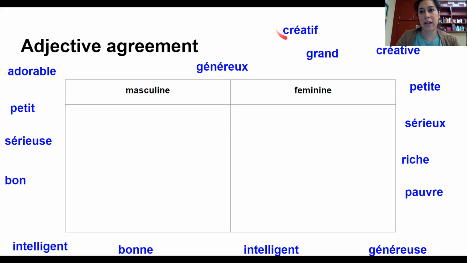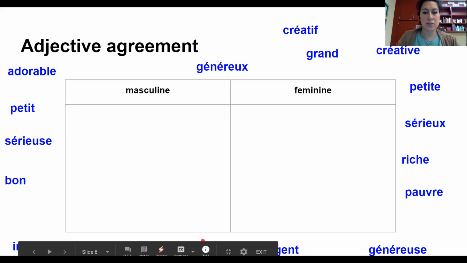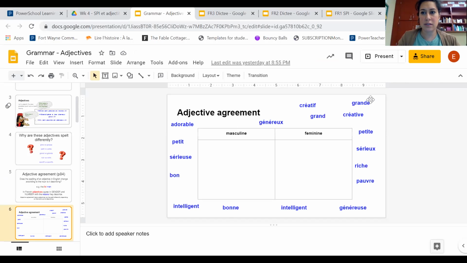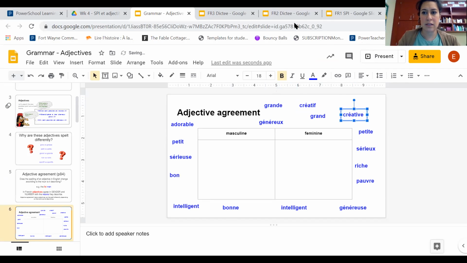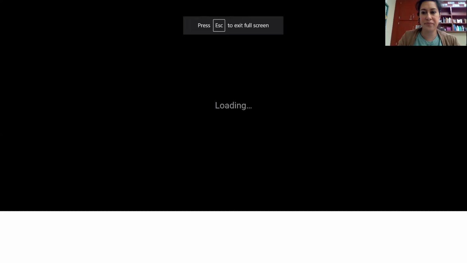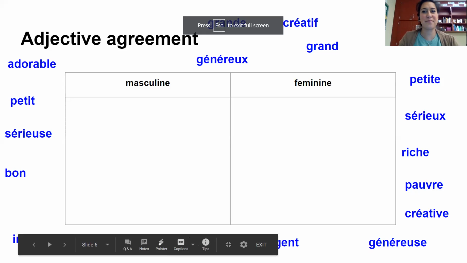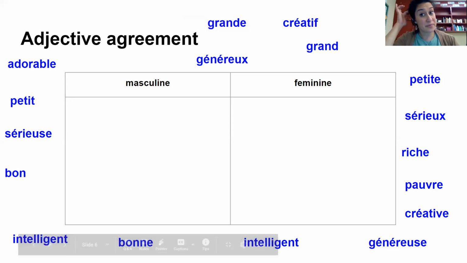So let's take this one up here, créatif. Do you think créatif is masculine or feminine? And then actually there's a couple up here which are a little bit hidden, so I'm going to move them. I'll put this one down here. Okay. Voila. When I did this, it was for in the classroom.